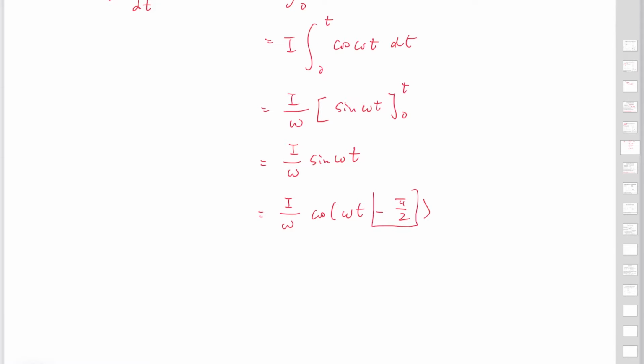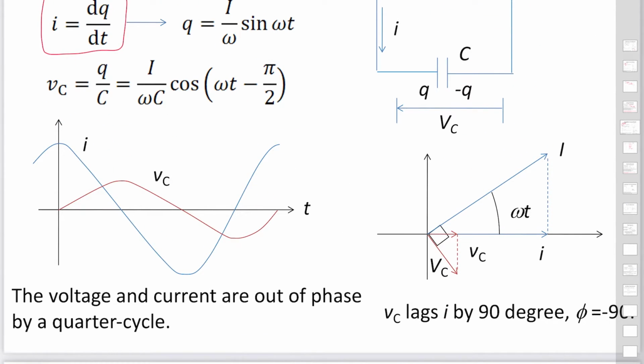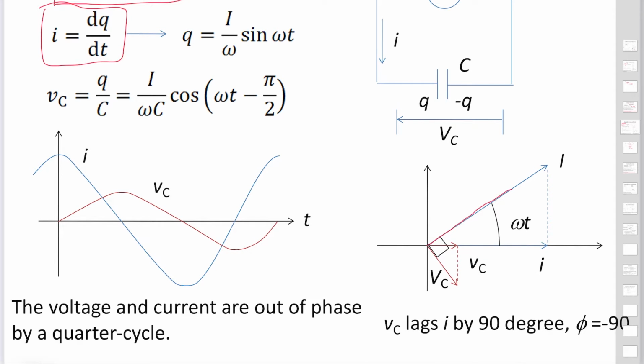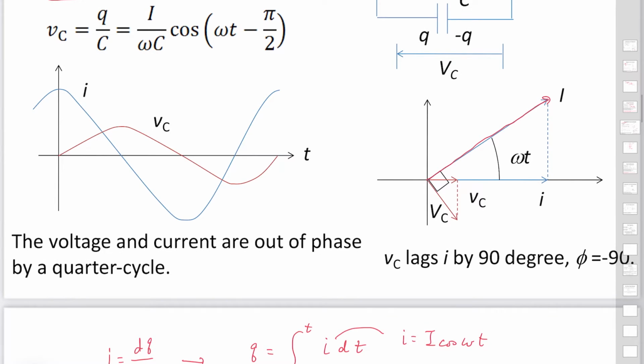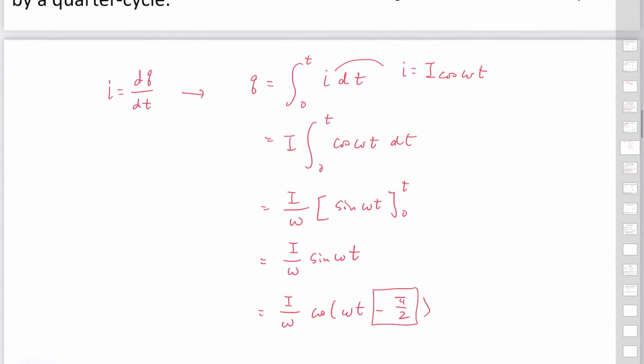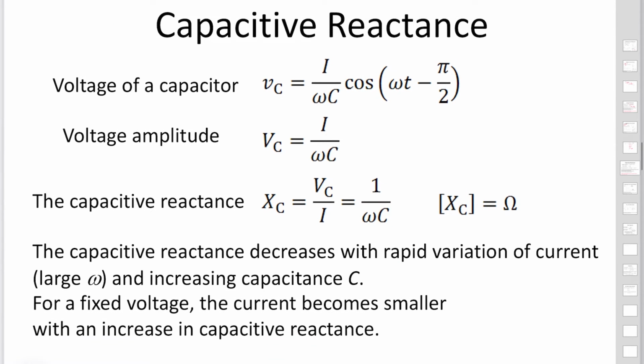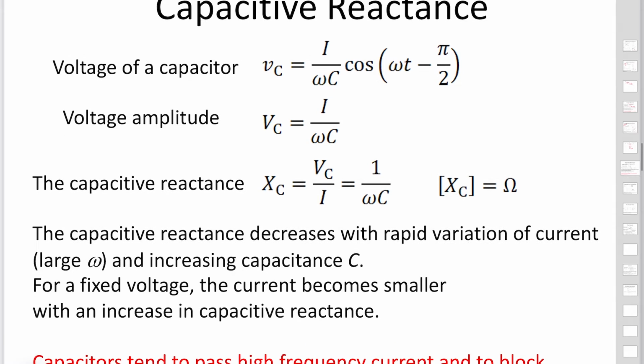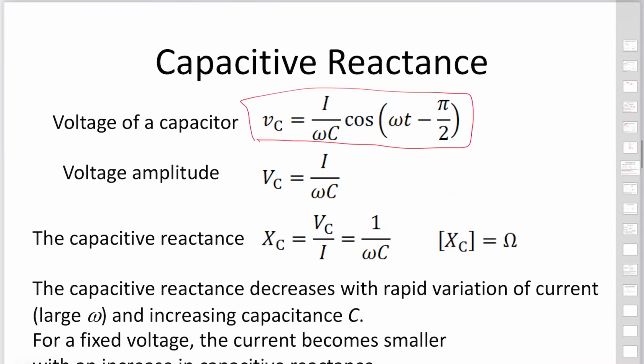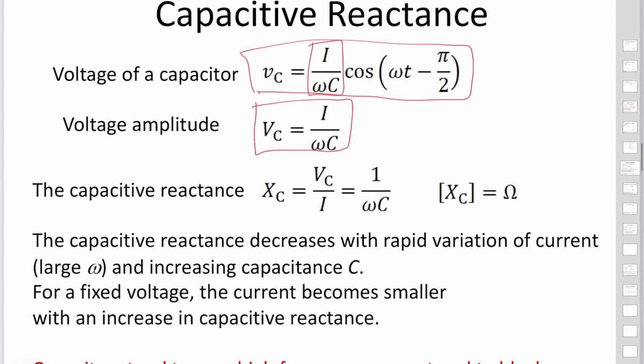So this is the phase angle. If you use a phasor diagram, the current is here and the voltage lags I by 90 degrees. This is 90 degrees because of this negative pi over 2. Then we'd like to introduce the capacitive reactance. We discovered the voltage of a capacitor is expressed in these equations. The amplitude of the voltage is this part. The capacitive reactance is the voltage magnitude over current.